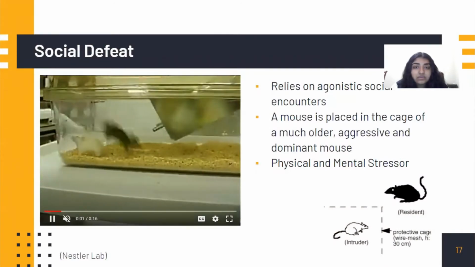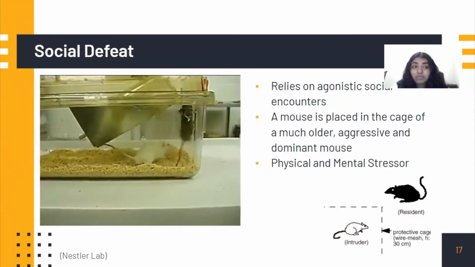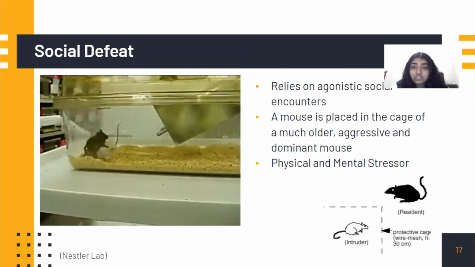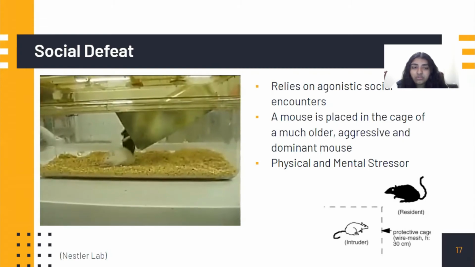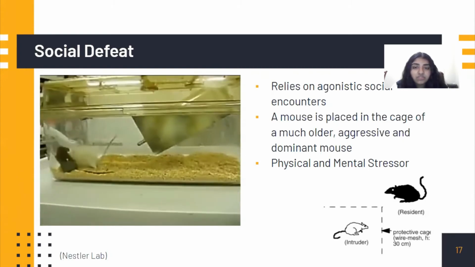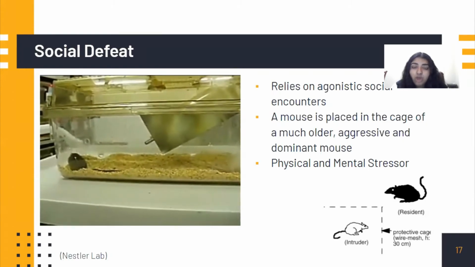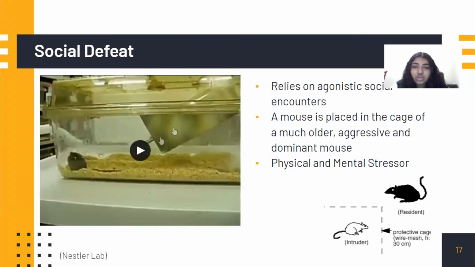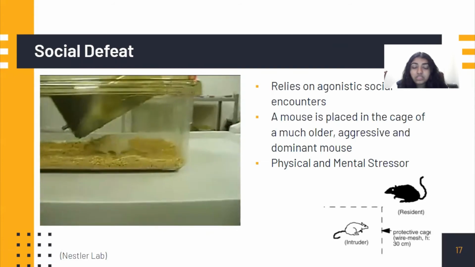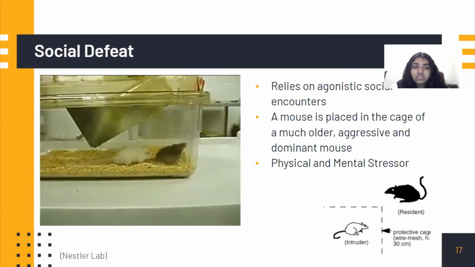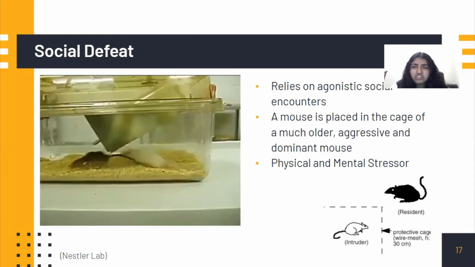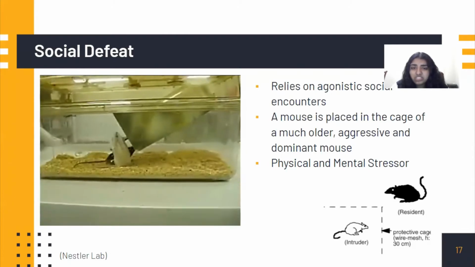So the last model of depression that I wanted to talk about is the social defeat model. This relies on agonistic social encounters, which are basically those of aggression. As you can see from this video, a smaller submissive mouse is placed in the cage of a much older, aggressive and dominant mouse. What happens is that this aggressive mouse chases and basically asserts its dominance over the submissive mouse.